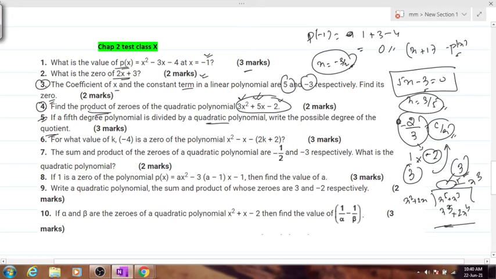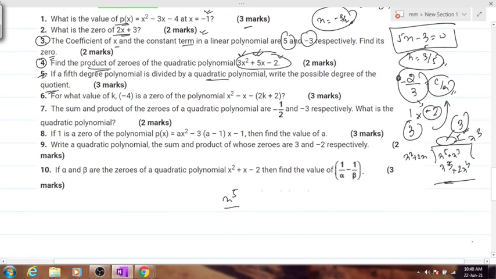Sir, because if we suppose x to the power 5 to be the dividend, x to the power 4 to be the divisor, we get the quotient as x, and so that is the degree 1. Read the question again. If the fifth degree polynomial is divided by a quadratic polynomial, let's say we take a very small example. Fifth degree by quadratic.